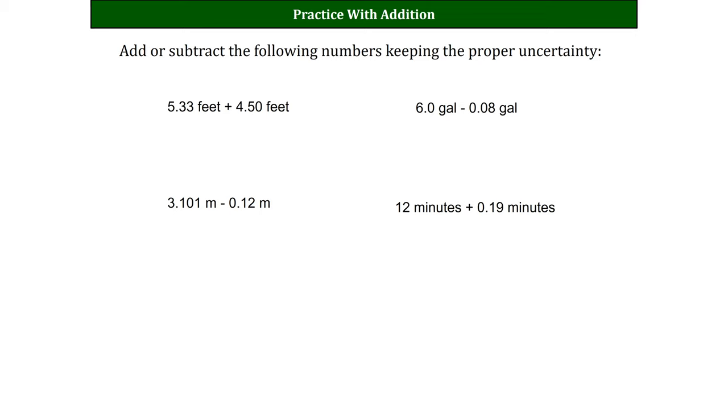And for multiplication and division, you keep the same what? Sig figs, same number of sig figs as the number that has the fewest sig figs.